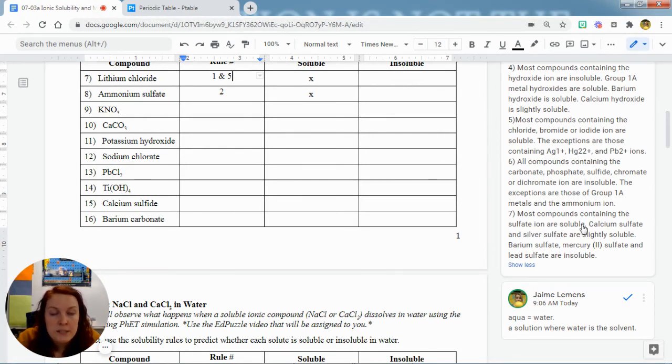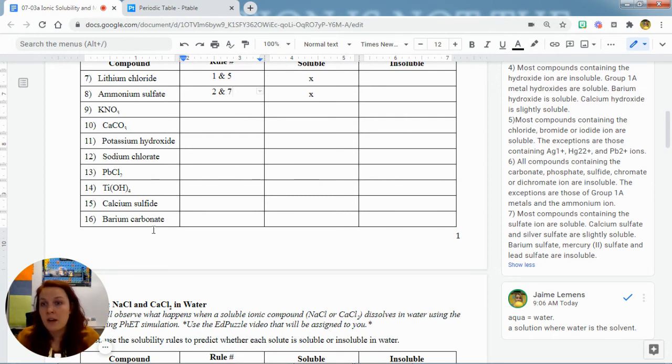It's important to keep reading though, just in case. It says calcium sulfate and silver sulfate are slightly soluble, and barium sulfate, mercury(II) sulfate, and lead sulfate are insoluble. Okay, so those exceptions don't apply to ammonium sulfate. So rules 2 and 7 actually confirm that ammonium sulfate is soluble.